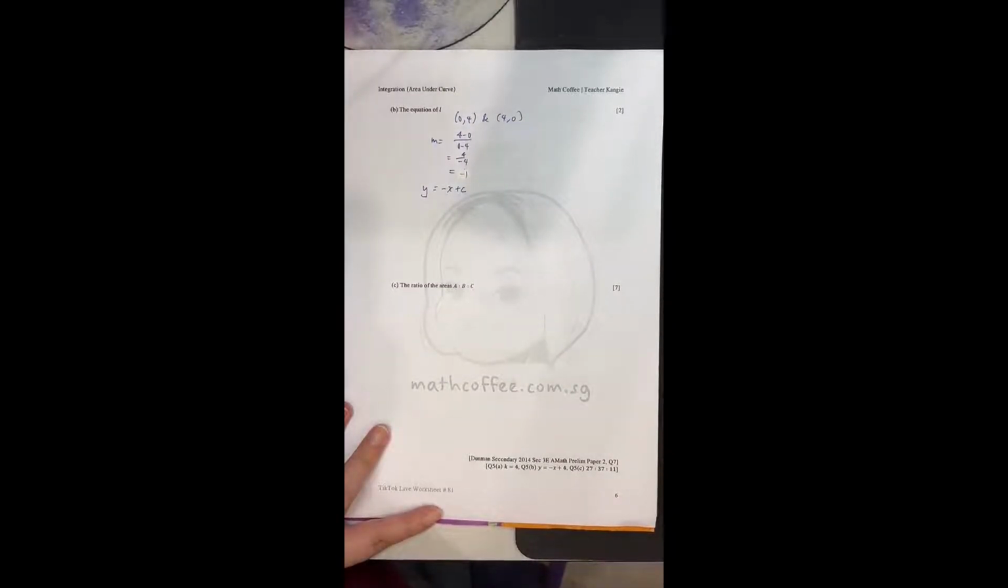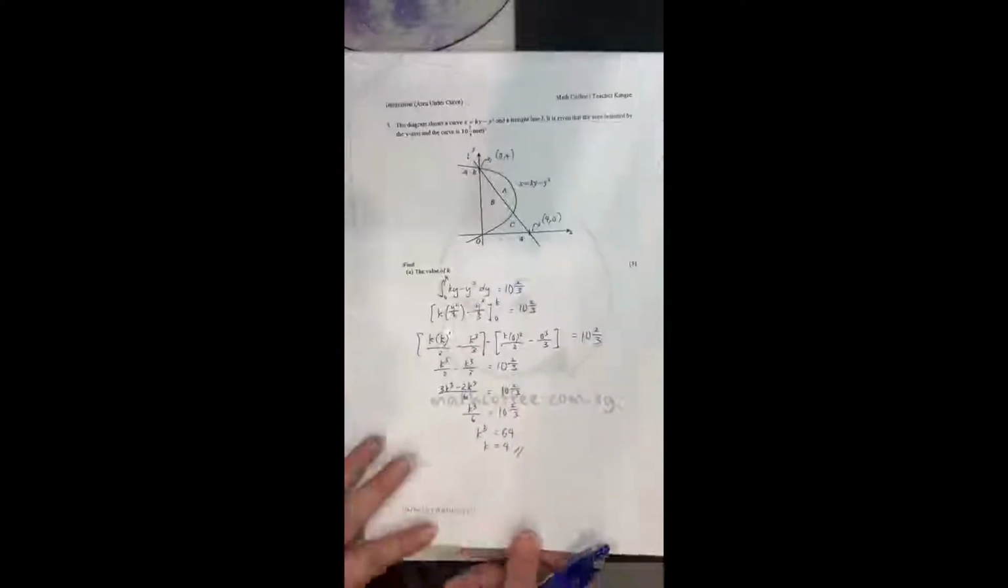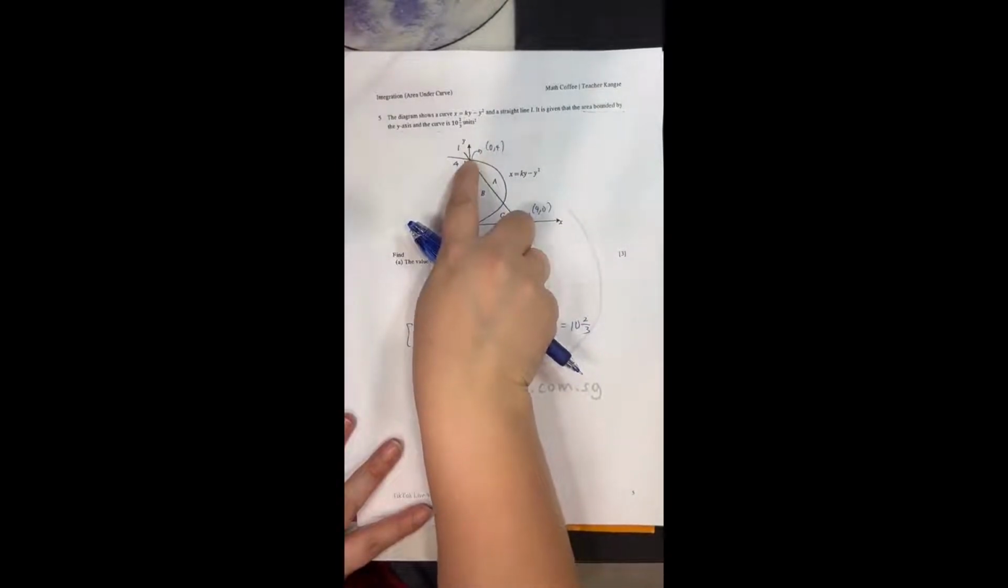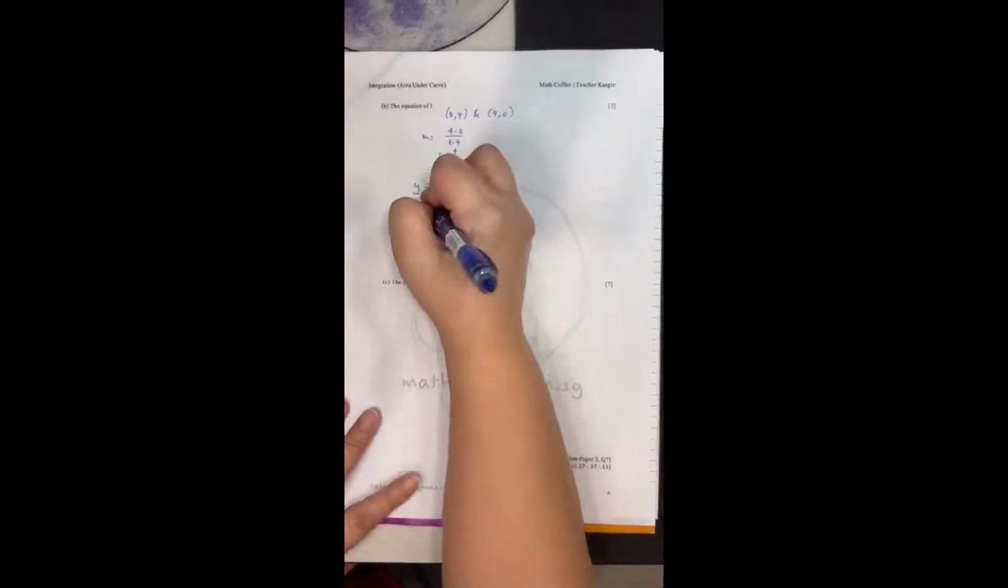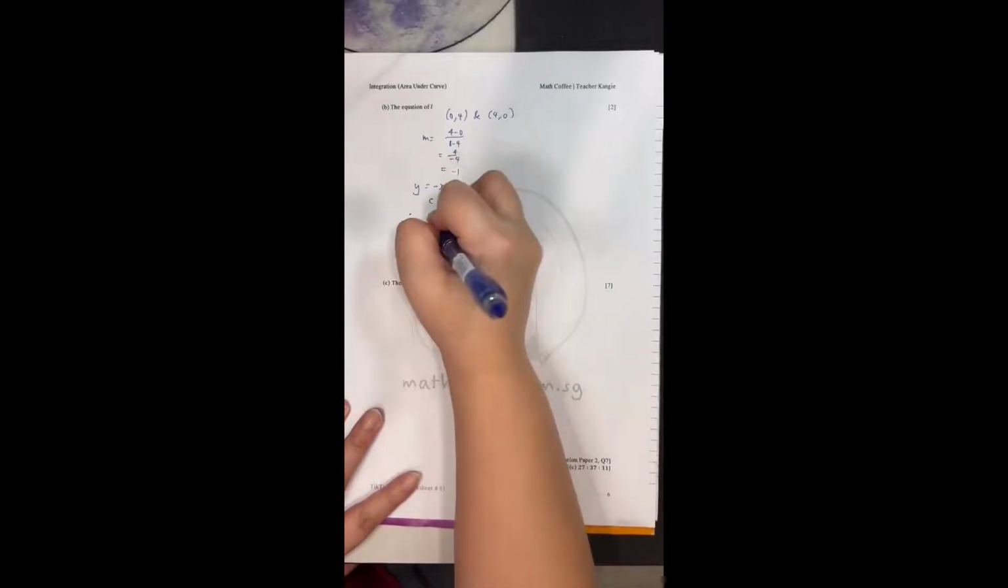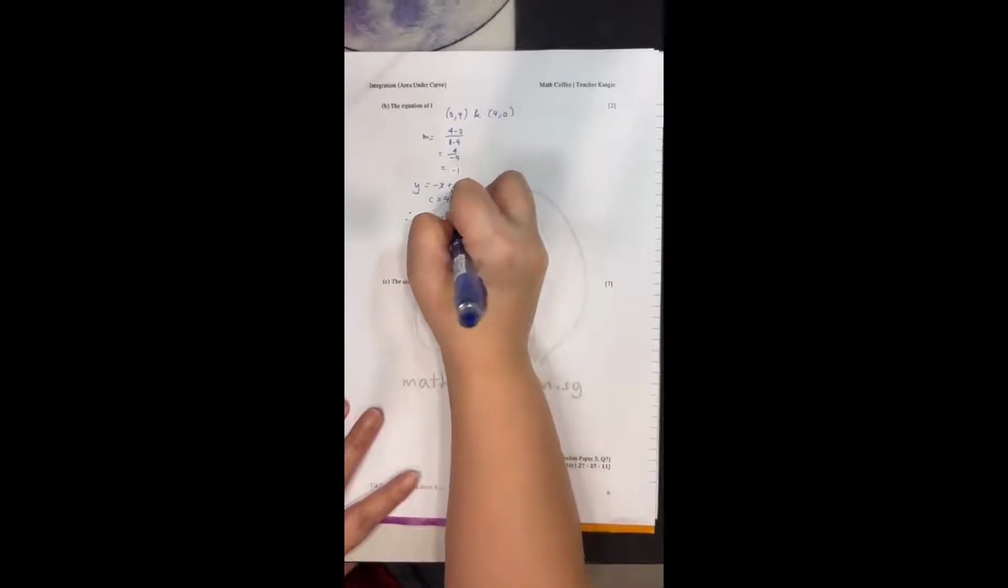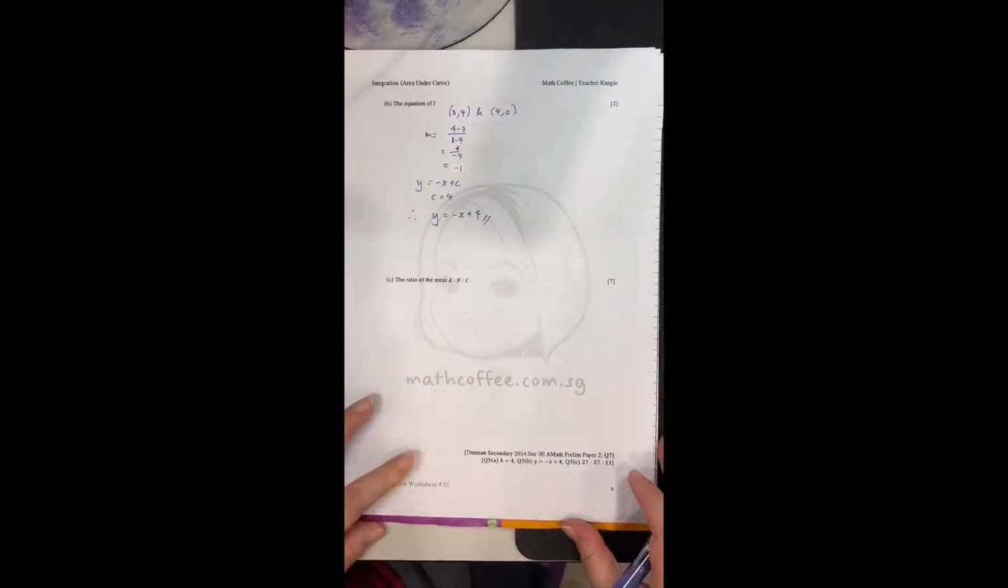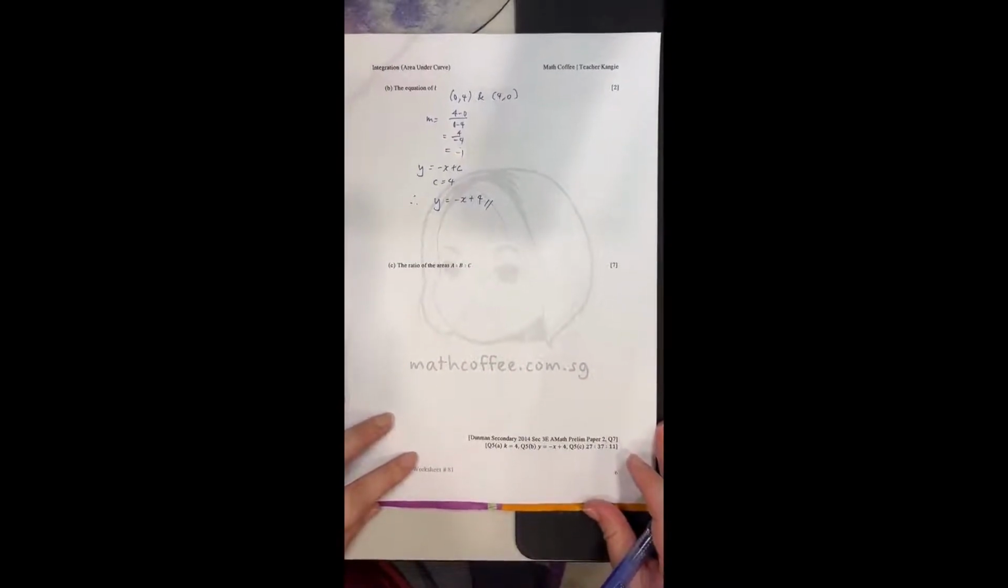Because C is the y-intercept. And if you recall, this line cuts the y-axis at 4. So I don't even need to sub in the point already. So my C is equals to 4. So therefore, equation of the line is just y equals to minus x plus 4. And you're done. 2 marks. Not many steps. That's why it's only 2 marks. Okay, the last part.